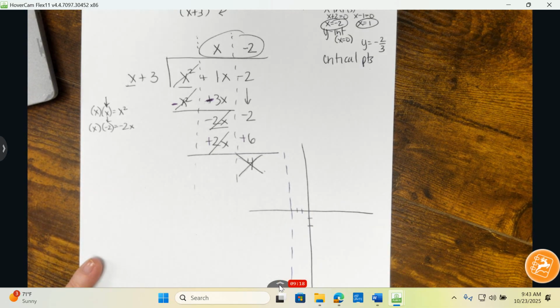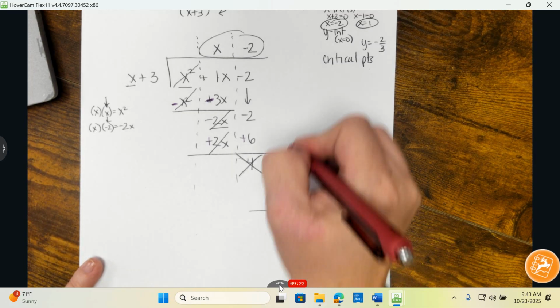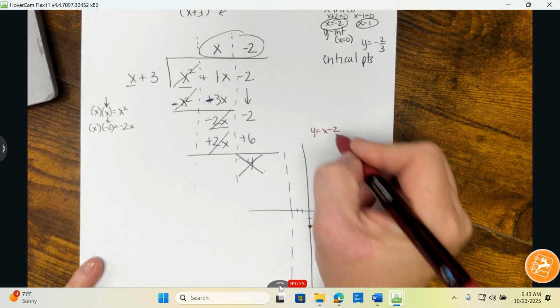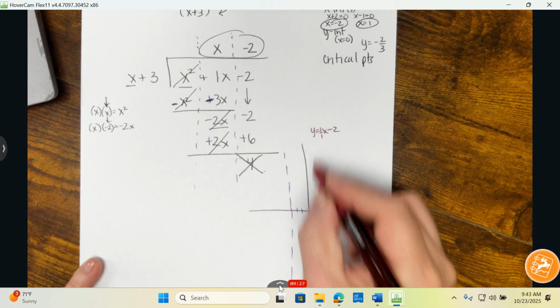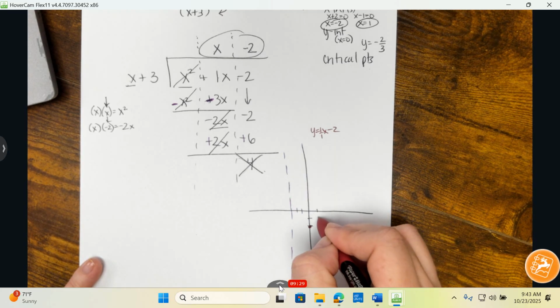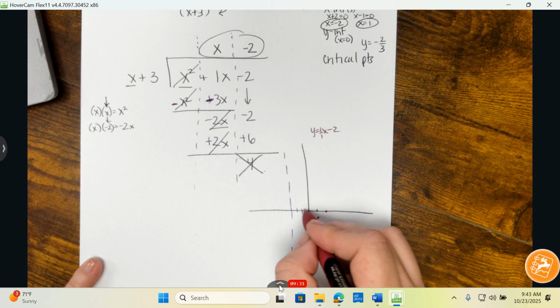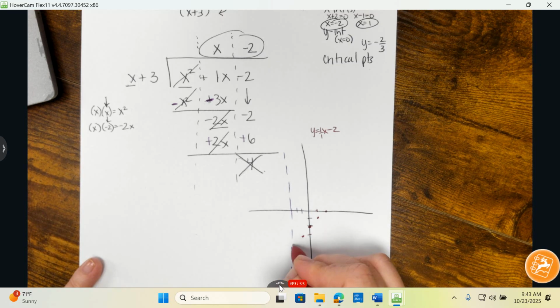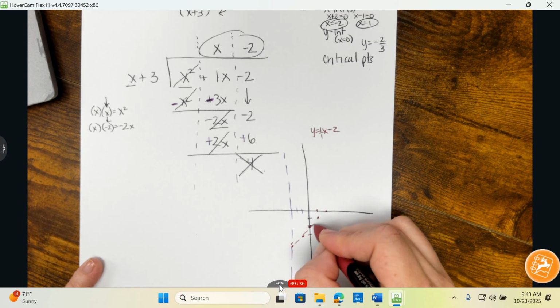I start at negative 2. And from negative 2, again, this is y equals x minus 2, I start at negative 2, and then it has a slope of 1 over 1. So up 1 and right 1. Up 1, right 1. Make sure you're as neat as possible here.